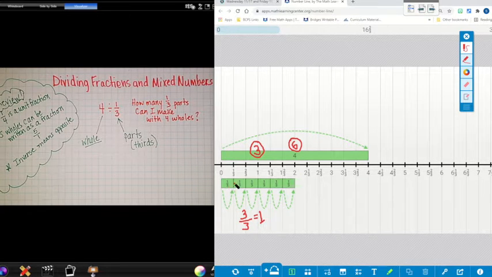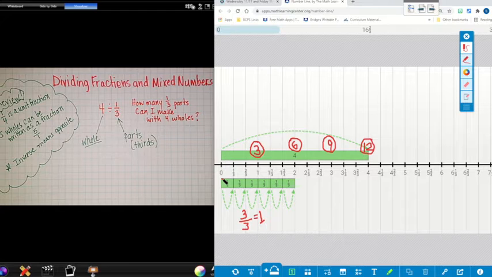Okay. 1, 2, 3, 4, 5, 6. I can keep going to the next one. 3, 6, 9, and finally 12. So basically I'm counting by groups of 3 because there are 3/3 in 1 whole.